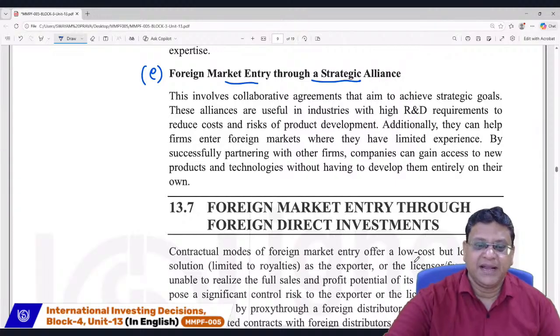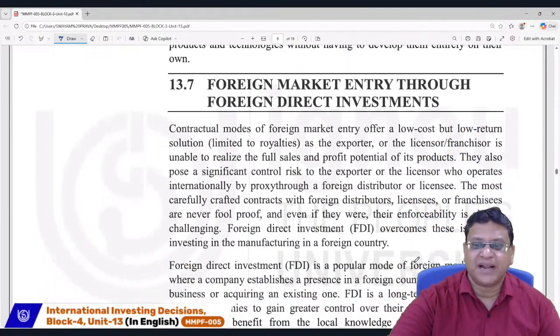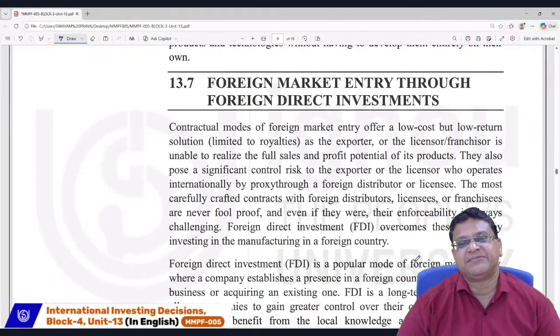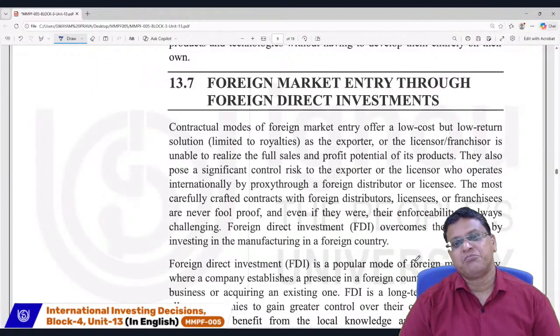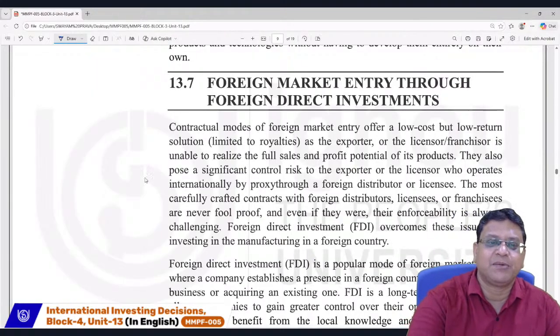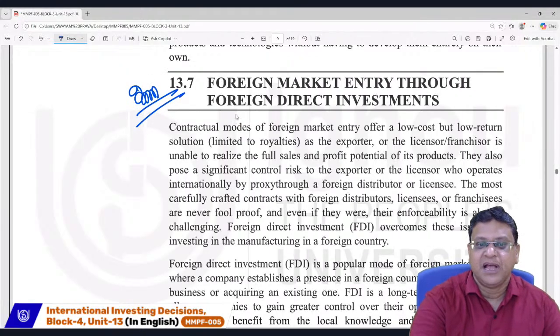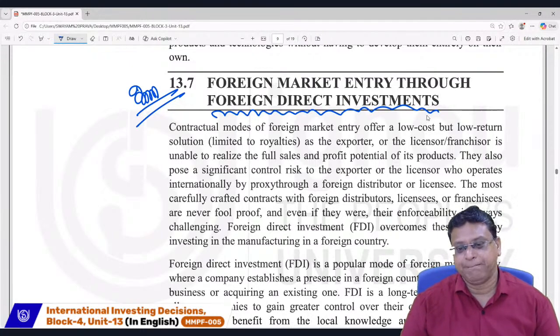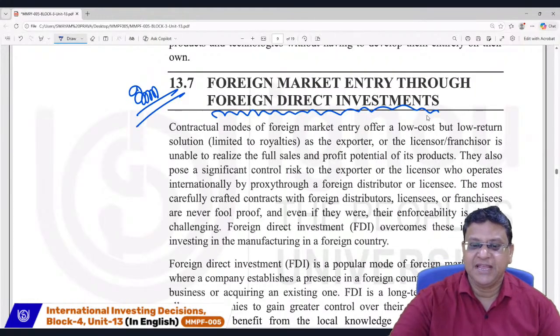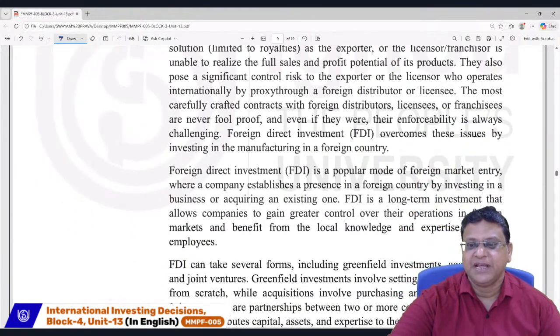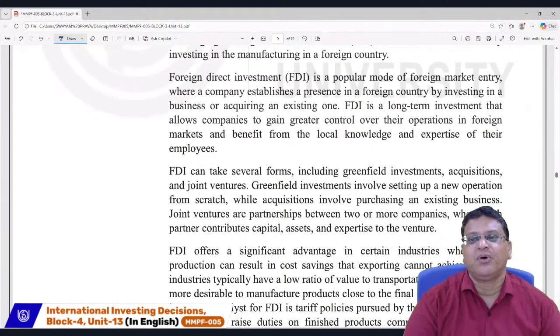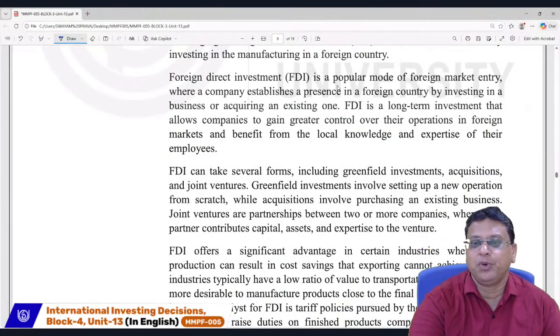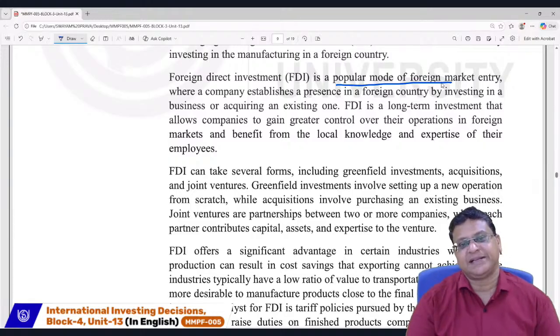Next, another model of market entry is through the FDI model, or foreign direct investment model. What is FDI or foreign direct investment? How can market entry be done with the FDI model? We'll discuss. What is FDI? Now, FDI or foreign direct investment is a mode of foreign market entry. It is a popular mode of foreign market entry.